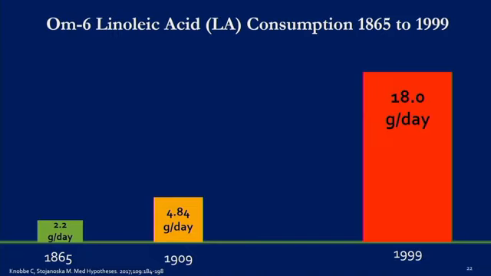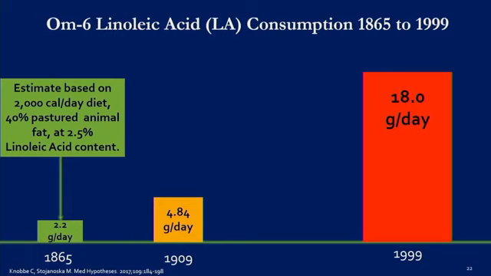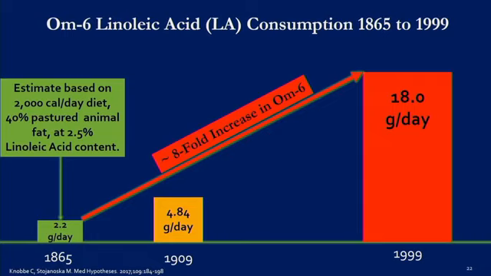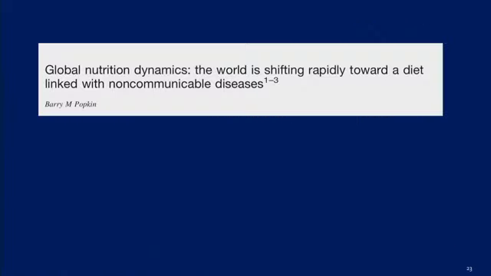Now I went back and calculated what we should be getting in 1865 had we been consuming a typical diet then: 2,000 calories, 40% of it coming from pastured animal fat, 2.5% of that coming from linoleic acid, which is what we should be getting. And that gives us 2.2 grams of omega-6 per day, 2.2 grams. So over this period of 135 years, this elevated about 8-fold. Right, so Barry Popkin's paper says the world is shifting rapidly towards a diet linked with non-communicable disease.